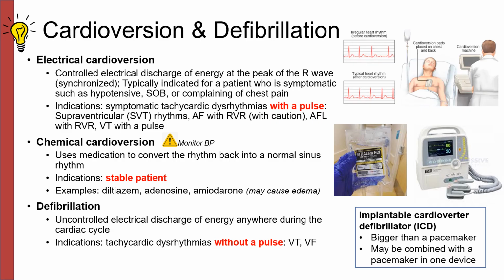Then we have defibrillation. So this is an uncontrolled electrical discharge of energy anywhere during the cardiac cycle. So we don't have to wait until that R wave. We just hit the button and shock them. This is indicated for tachycardic dysrhythmias without a pulse. Okay, so you're only going to use defibrillation on VTAC and VFib without a pulse. Okay, without a pulse. You're not defibrillating anybody that has a pulse.